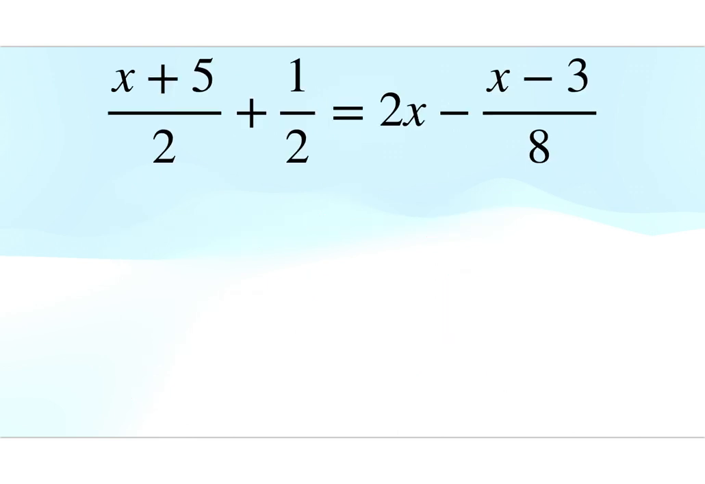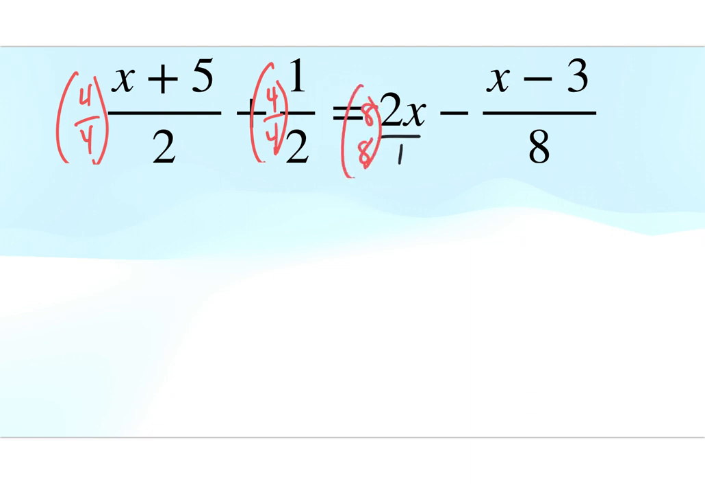Good morning. As we carry on, we have more fractions. To work fractions, I want to have a common denominator. When there isn't one written, it's not a bad idea just to throw it over 1. Common denominator is going to be 8. That means this fraction was multiplied by 4 over 4, this fraction was multiplied by 4 over 4, and this fraction was multiplied by 8 over 8.